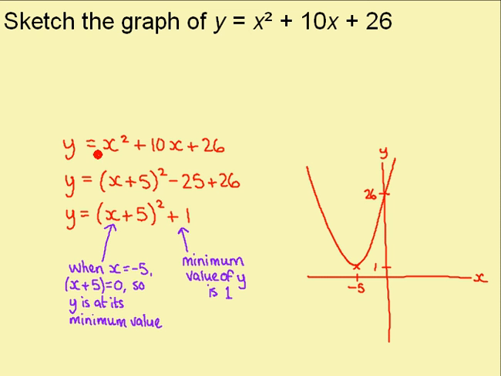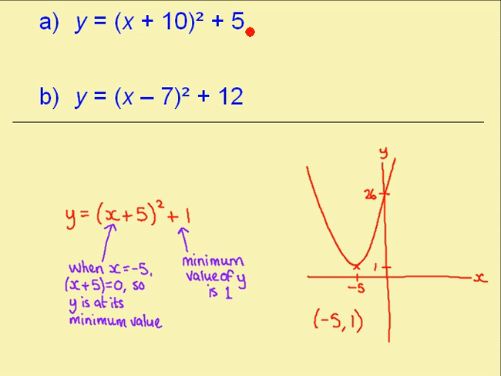So, to summarise, once we've done our completing the square step, we can then find the minimum point. This value here will be the minimum value of y, and make this bracket 0 to find the value of x for which this minimum value occurs. In our example here, the turning point was at minus 5, 1.